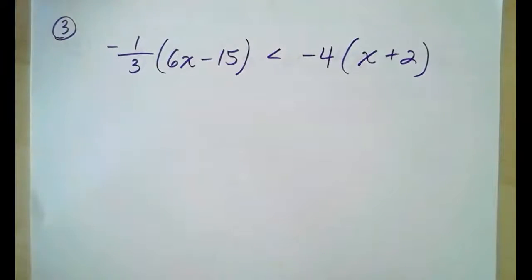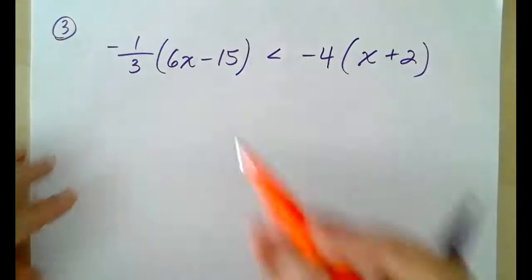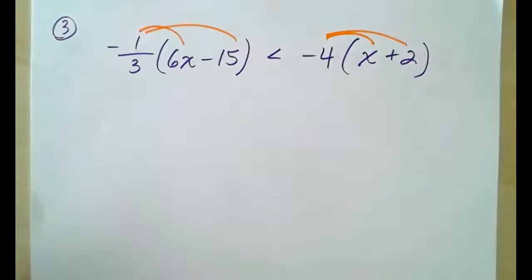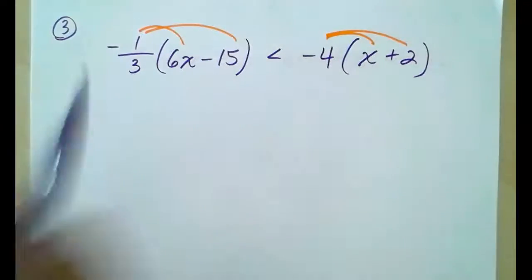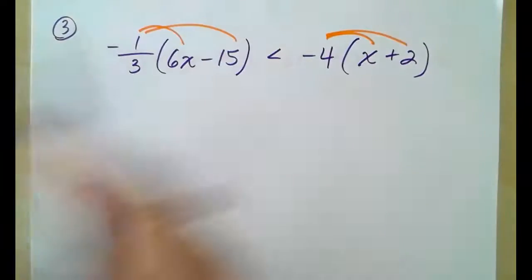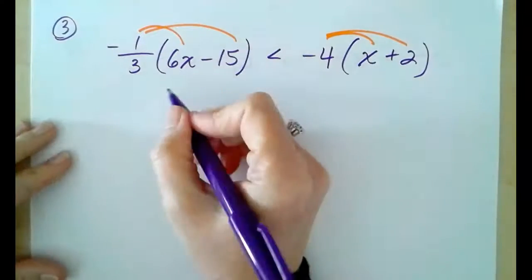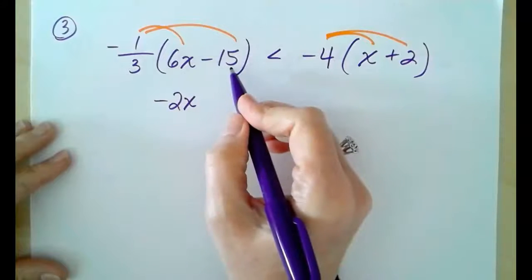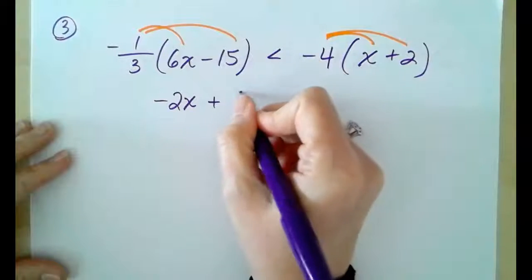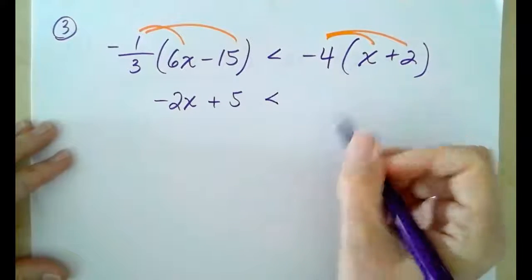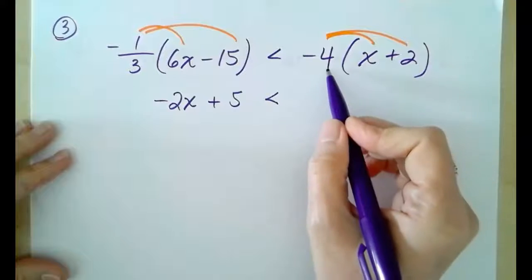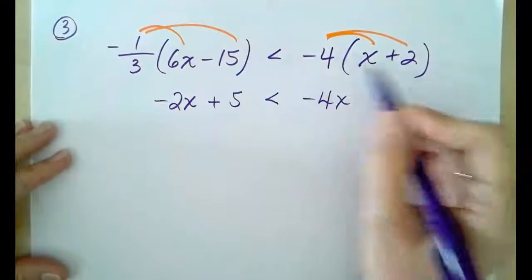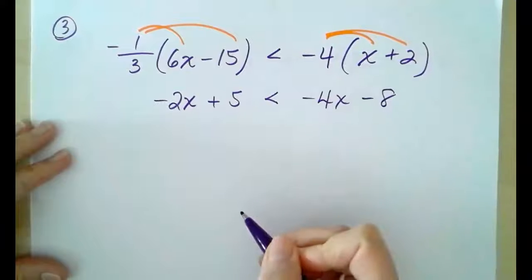Number 3, we need to use the distributive property here. Distribute the fraction, distribute the negative 4. Negative 1/3 times 6x, that's the same as 6 divided by 3, that's negative 2x. Negative 1/3 times negative 15 is plus 5. Less than, take the negative 4 through. Negative 4 times x is negative 4x. Negative 4 times 2 is negative 8.